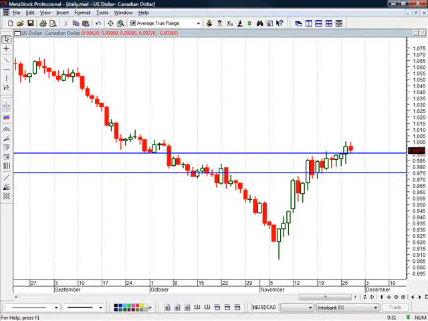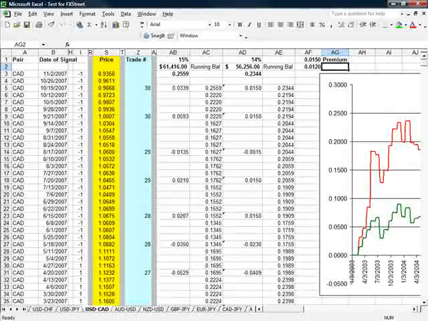So I'm going to close the chart here for a second, and I'm going to go to my spreadsheet, and we'll talk about how I would actually manage backtesting on this.